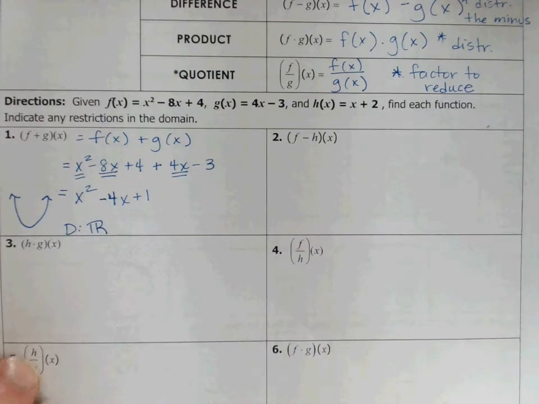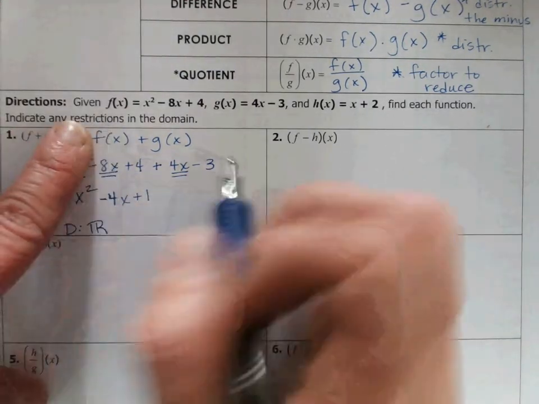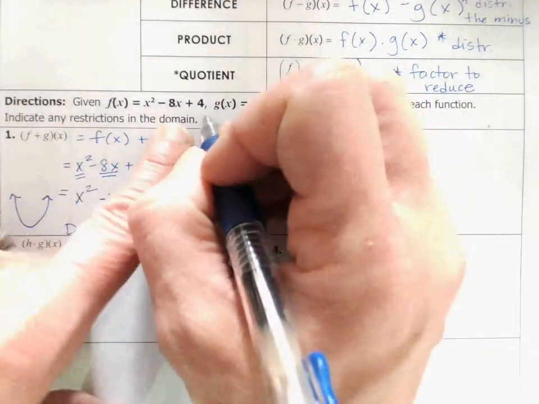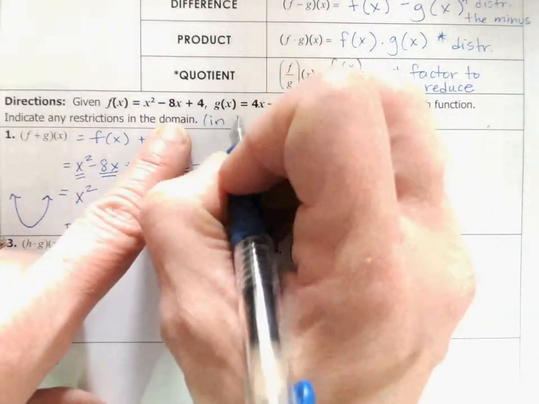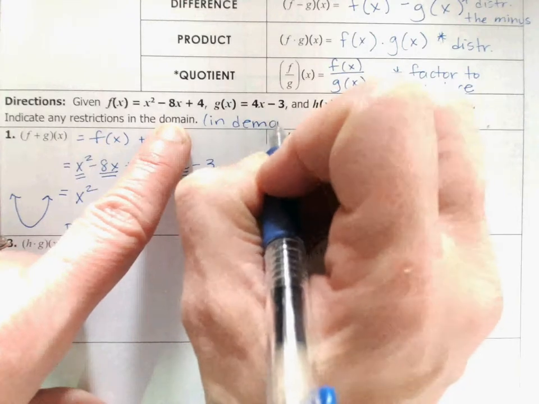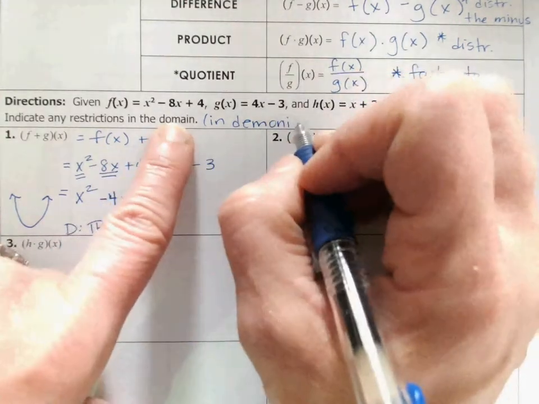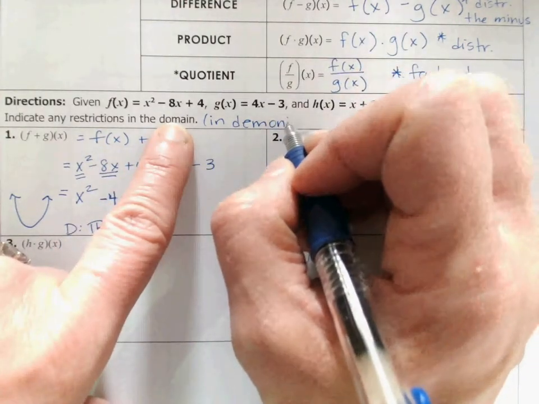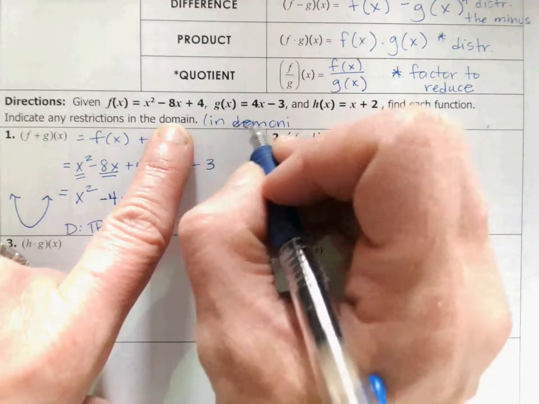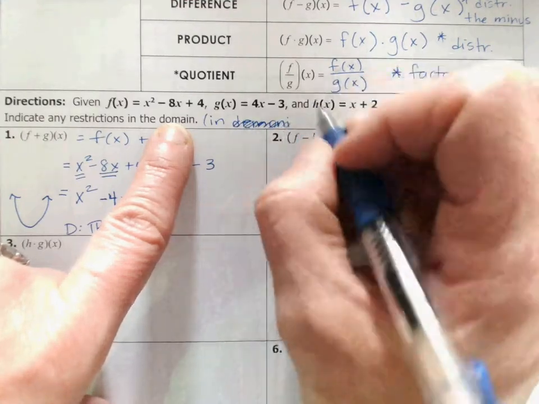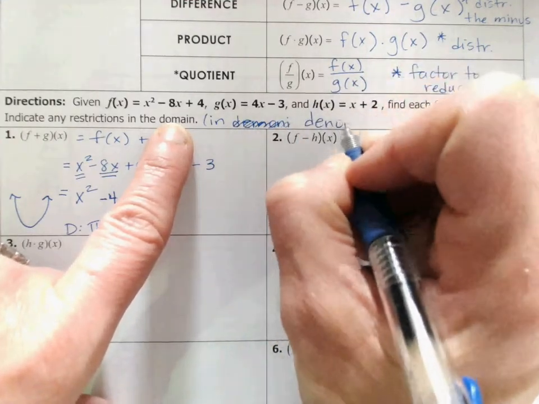You can have restrictions. See where it says restrictions right there? You can have restrictions if you have a denominator. I just spelled that wrong. Denominator.